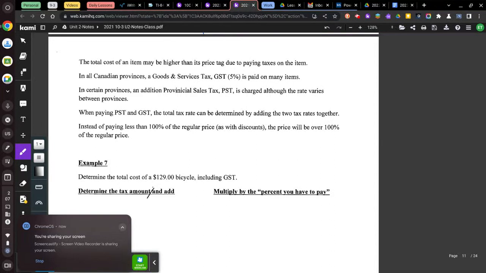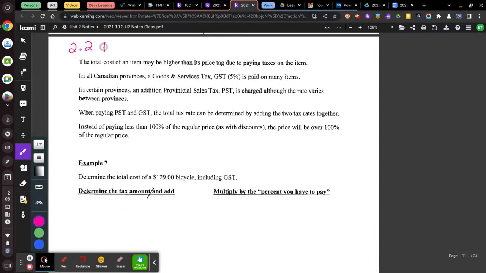Okay, welcome to part 2 of lesson 2. So this is 2.2, part 2 or part B. This is called adding your GST and PST taxes. Okay, so now we're going to be adding tax to our actual money.